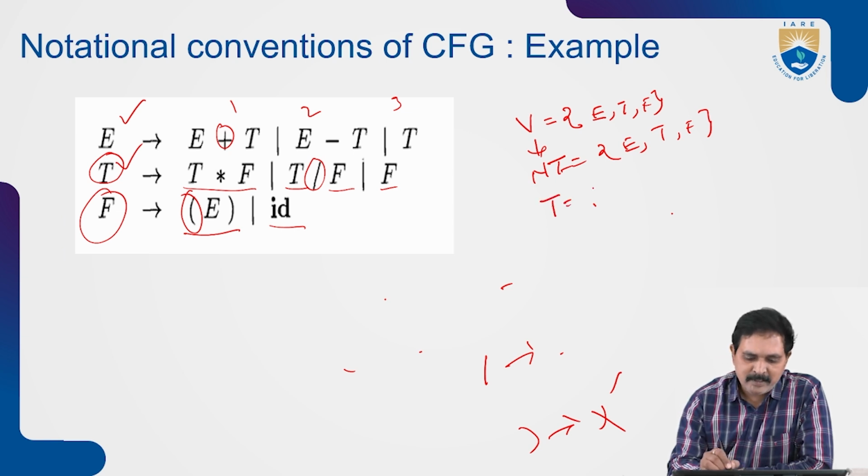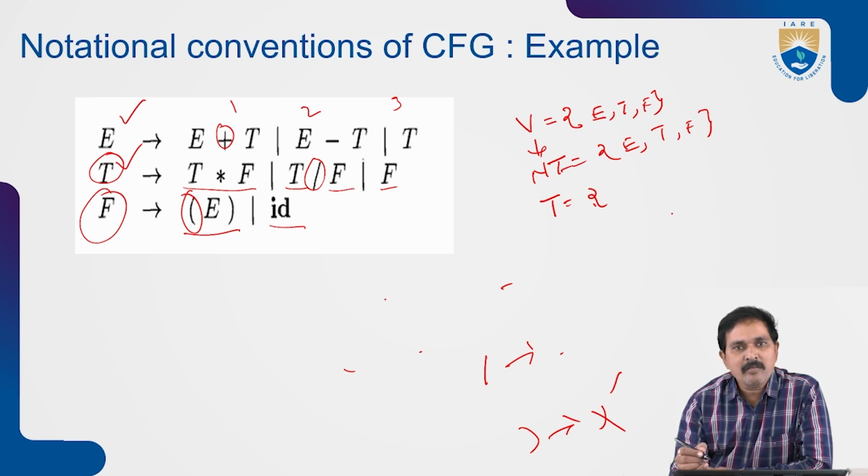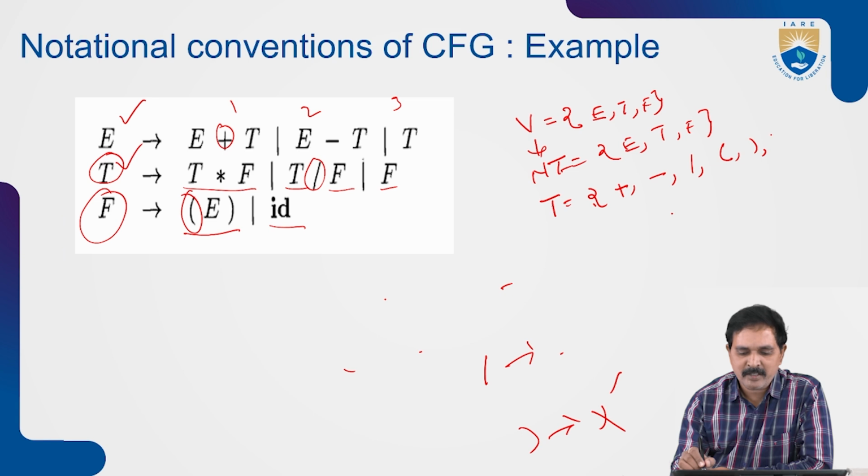So which are terminals? Whatever symbols you found that do not have any derivations, those are called terminals. Which are not having derivations? Plus, minus, star, slash, left parenthesis, right parenthesis, and finally identifier ID all have no derivation. These are considered as terminals.